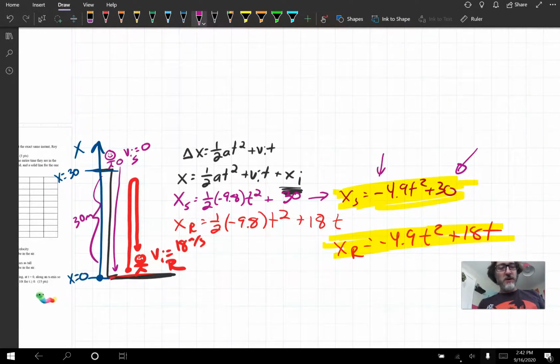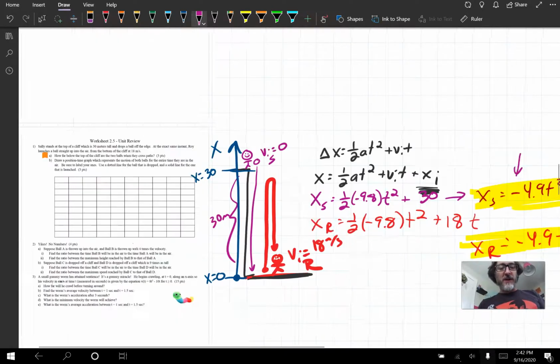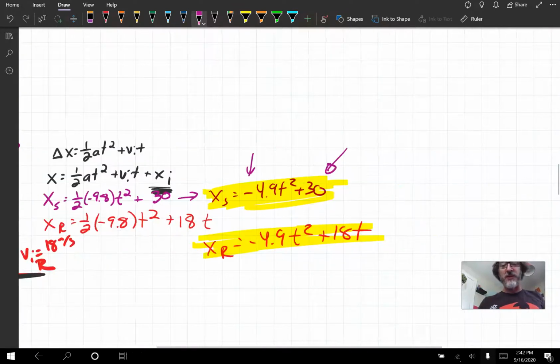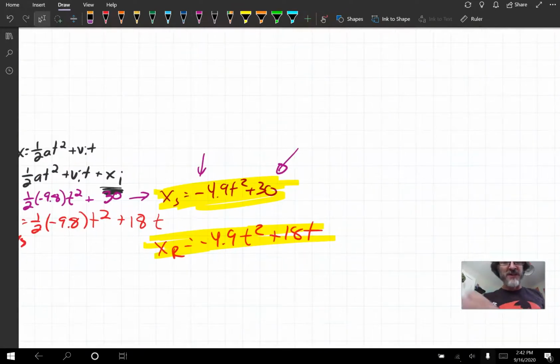Okay, cool. So when are they going to meet? We need to figure out, what does the question ask? How far below the top of the cliff are they when they cross paths? It's a dumb problem. All right, so to solve this, we're going to set these two things equal to each other, right? Because we want to figure out at what time they have the same position.